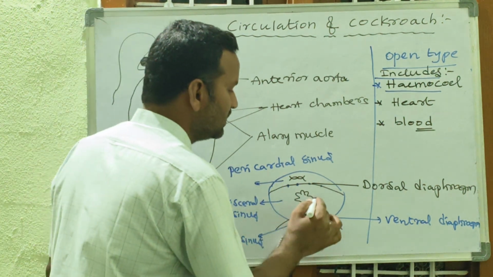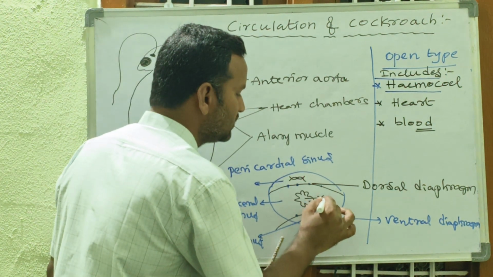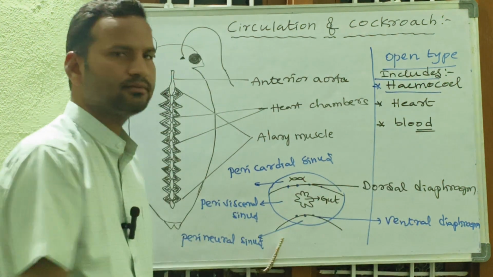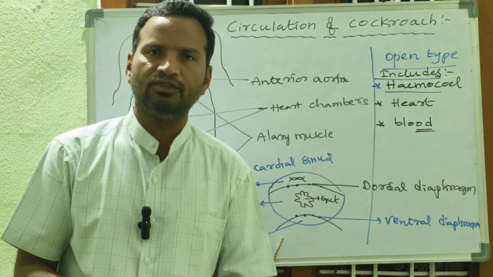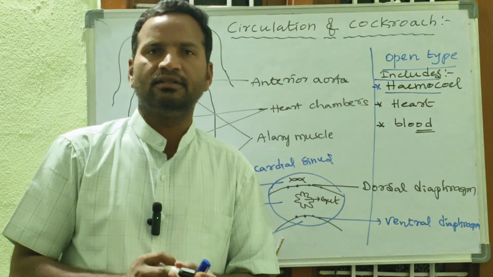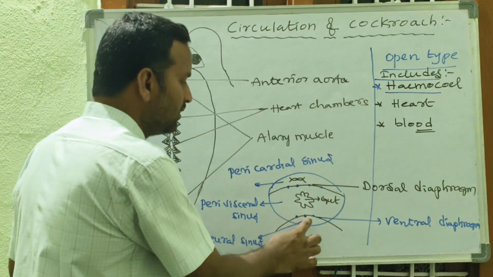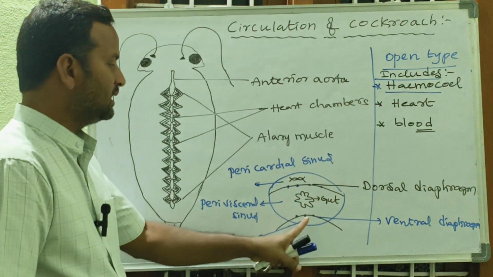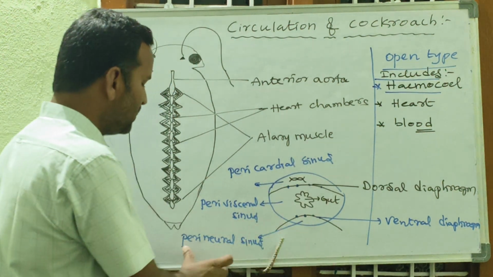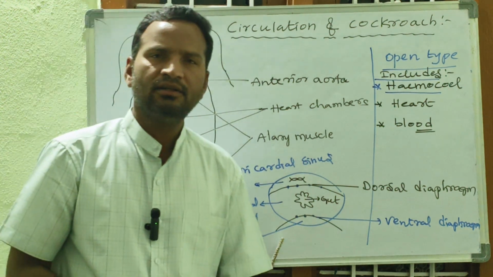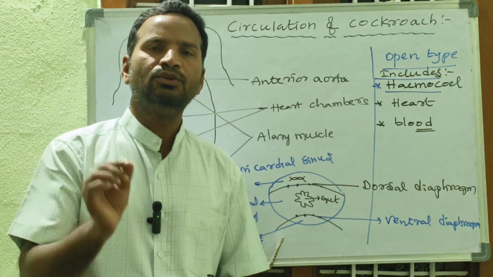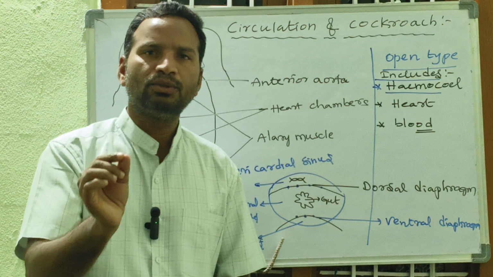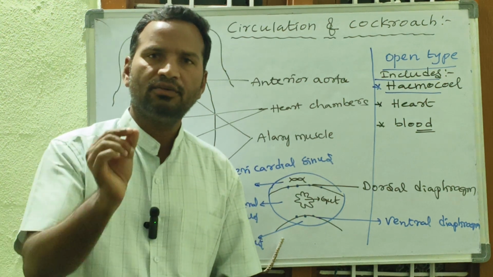For example, what is this? This is simple. It is called the gut, also one of the best examples of a visceral organ. The next one is this chamber. That is called the perineural sinus, due to the presence of the nerve cord.